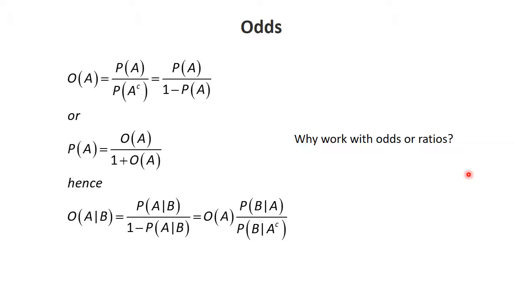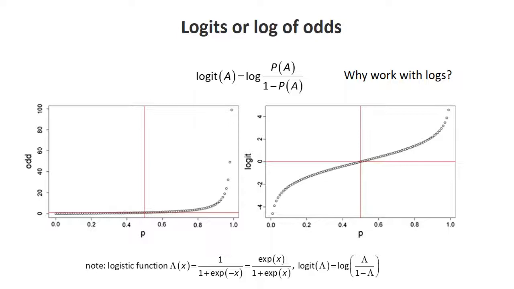The problem, however, with working with odds is shown in the left-hand picture here. We notice these are the odds and these are the probabilities. Odds and probabilities are very similar until getting close to one, where everything has to go to infinity. So one way of dealing with that is log ratios.